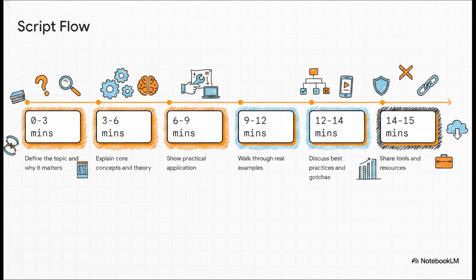Mapping out the content sequentially reveals how the narrative builds incredible momentum. The first 3 minutes are purely dedicated to defining the topic and why it matters. Minutes 3 to 6 carefully unpack the theory. Then, boom, a pivot to practical application, shifting into real examples from minute 6 all the way through to minute 12. The final stretch covers best practices, gotchas, and resources. You're taking the viewer on a highly deliberate, seamless journey from basic definitions all the way to complex, real-world execution.